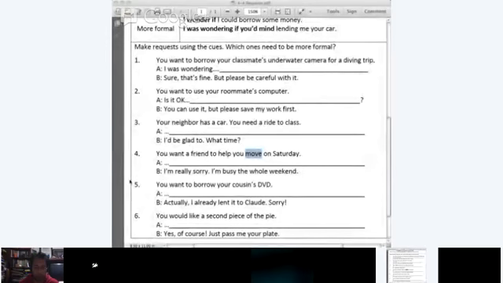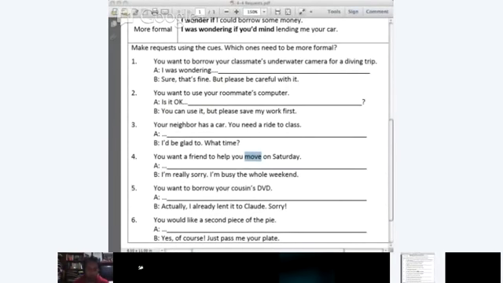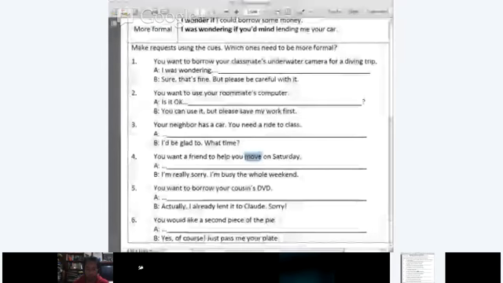Yeah, go ahead. I have a very quick question again. I don't know if grammatically it would be correct to say, I was wondering if you might helping me moving on Saturday, or you have to say helping me move on Saturday. Yeah, the correct grammar is helping me move on Saturday. Would you mind helping me move on Saturday? It's a little bit peculiar as a structure.